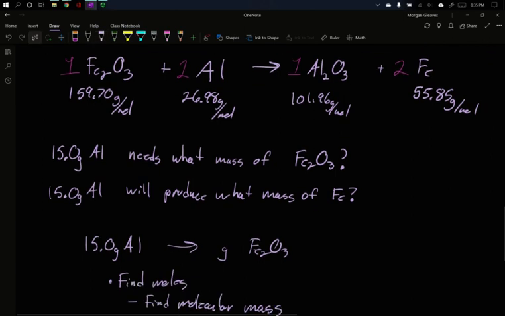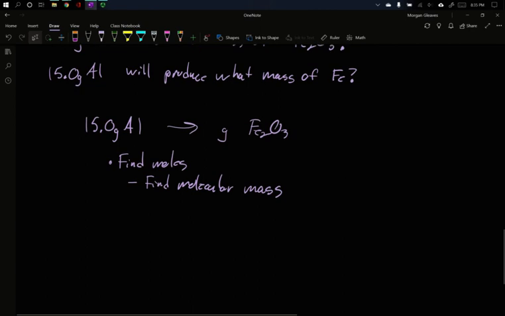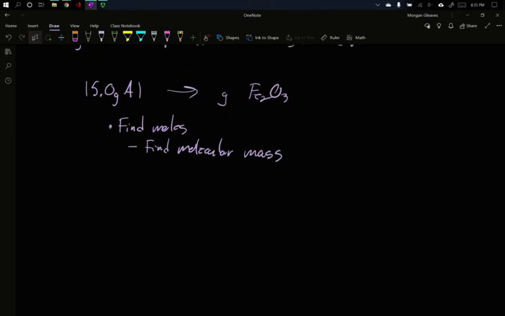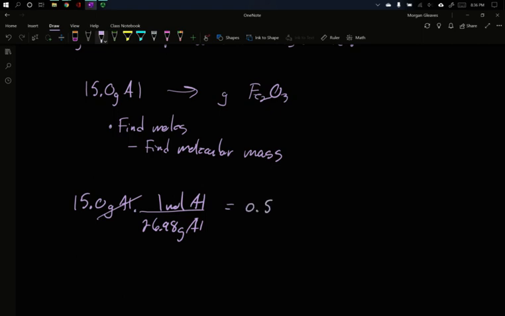So back down here to our aluminum, I need to go from grams of aluminum and get it into moles of aluminum. So I have 15.0 grams of aluminum. I need out of grams and into moles of aluminum. 26.98 grams of aluminum in every 1 mole of aluminum. And so when we multiply and divide, 0.55597 mole of aluminum.